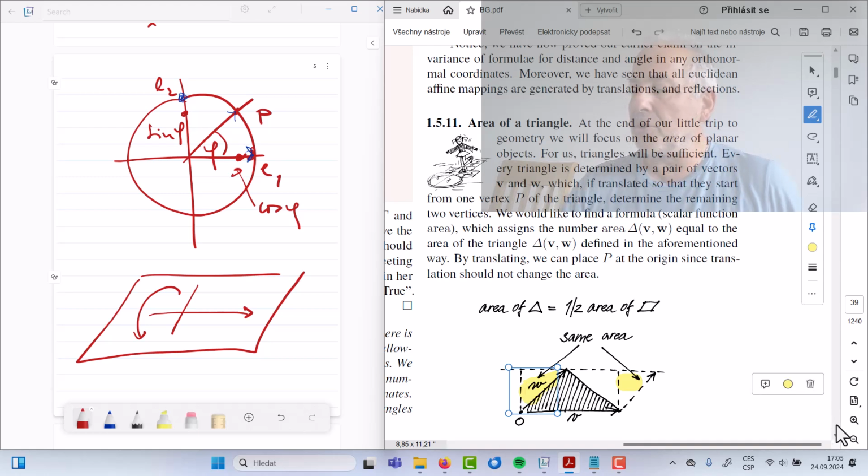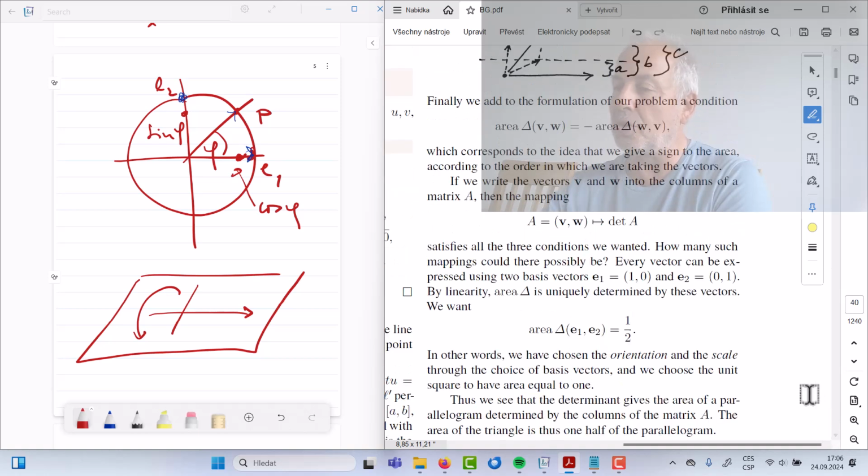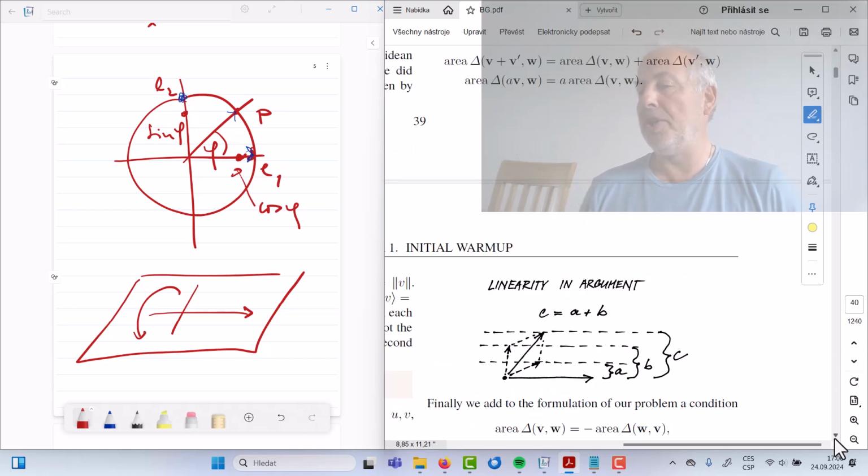Right, that's an understandable formula, and in particular you see immediately from the picture that it's a very nice formula, right? So that means that it will definitely be linear in both v and w, because if you multiply v, you clearly multiply the size the same way, and the same with the w, because the height behaves this way as well. So it's just on this picture, right? So linearity in the argument.